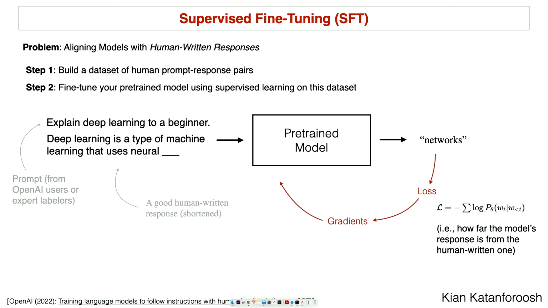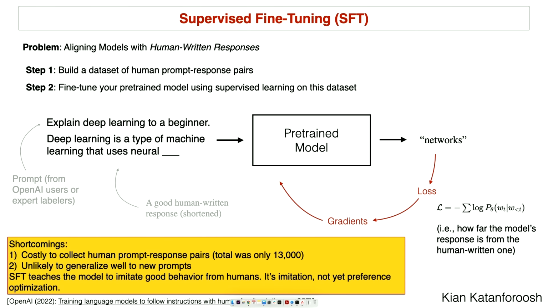And if you do that many times and you use the same loss function, how far the model's response is from a human response, you will get SFT, supervised fine-tuning, but it has some shortcomings. One of the shortcomings is it is data that is extremely costly to collect. In fact, I believe in the first version of InstructGPT, there were only 13,000 prompt-response pairs. And it turns out it did really well despite that.